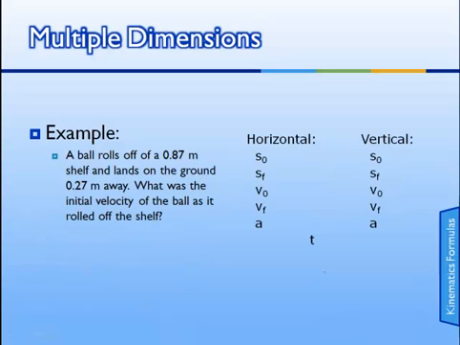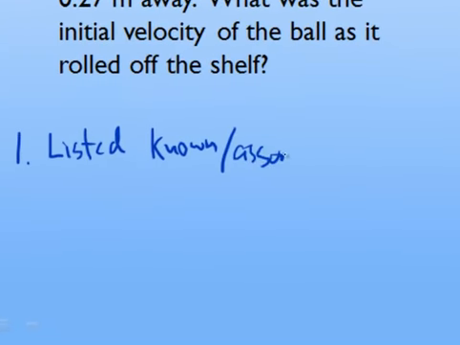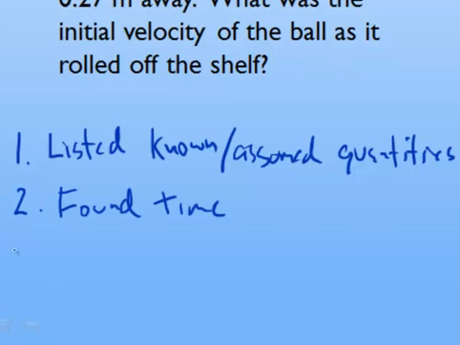To review, in order to solve this problem, we took a couple steps. The first thing we did was list known and assumed quantities. Then we found time, and then we used time to find the horizontal initial velocity. It's a pretty standard multiple dimension strategy. List the known and assumed quantities, find time, and then use time.